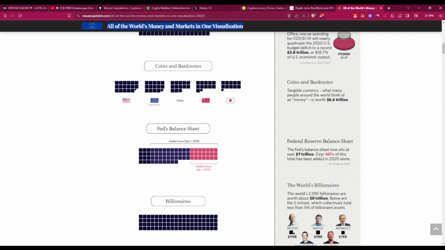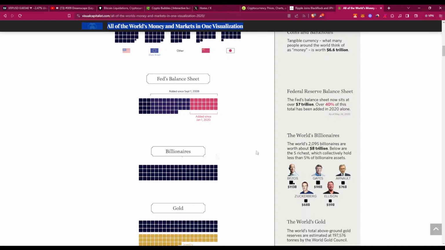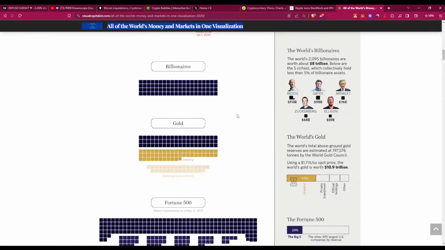Federal Reserve balance sheet, 7 trillion. Over 40% of this total has been added in 2020 alone, okay? Crazy, 2020 as of May, so these stats are from 2020. Then you have billionaires. The world's billionaires, let's say 2,100 of them combined, make $8 trillion. This is not even as big as BlackRock, okay? Then you have gold, jewelry, all combined together, you have $10 trillion in market cap.